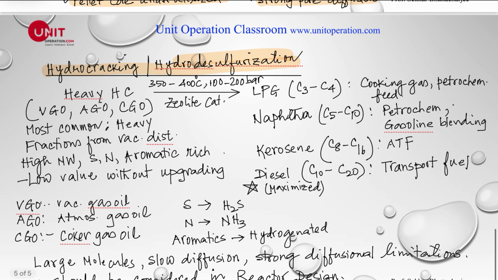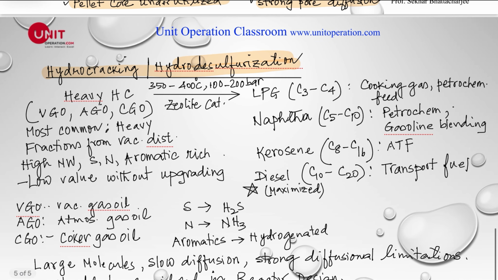Another typical example we can see is the hydrocracking or hydrodesulfurization process. Very quickly, heavy hydrocarbons, such as vacuum gas oil, atmospheric gas oil or coker gas oil, are normally very heavy fractions from vacuum distillation columns. These are high molecular weight, contain sulfur, nitrogen, and aromatics. And normally, these are low value without upgradation. So how do we do the upgradation?